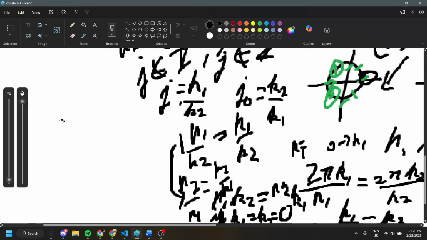Is that sufficient for proof though? I'm not sure. n1 k2 is equal to n2 k1. We need to show that this always holds. Or no, we need to show that this cannot hold when n1 and n2 are co-prime.